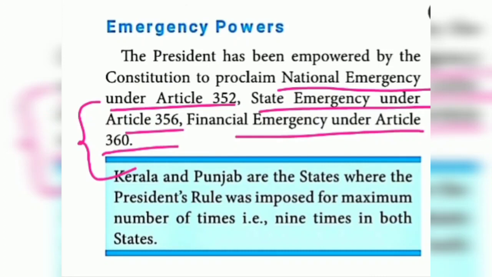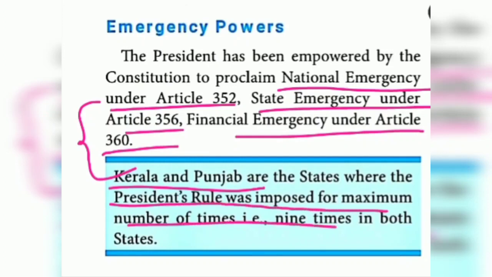In the blue color box, something is given, children: Kerala and Punjab. These two states only, where president's rule was proclaimed or imposed the maximum number of times. Nearly 9 times in both states the president's rule was there. One word answer, children: Kerala as well as Punjab. President's rule was imposed for the maximum number, that is 9 times, in both states.